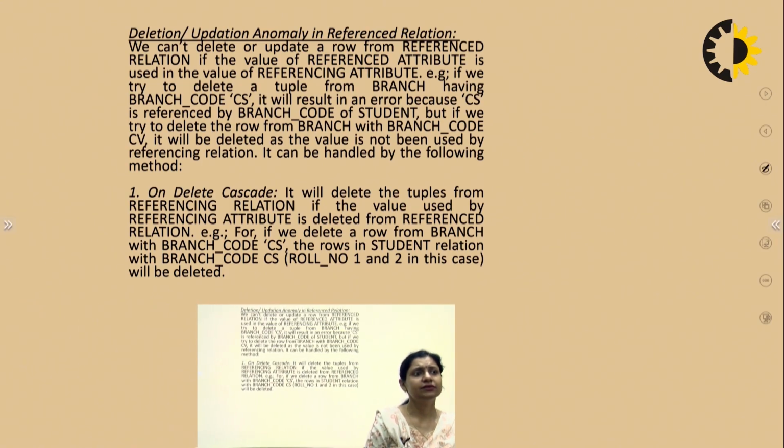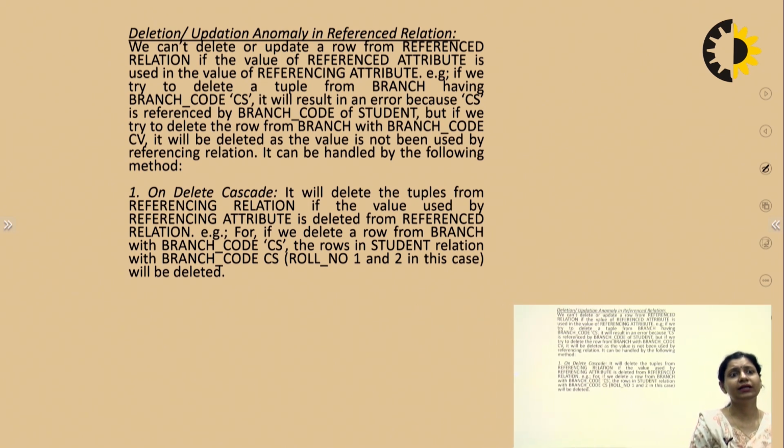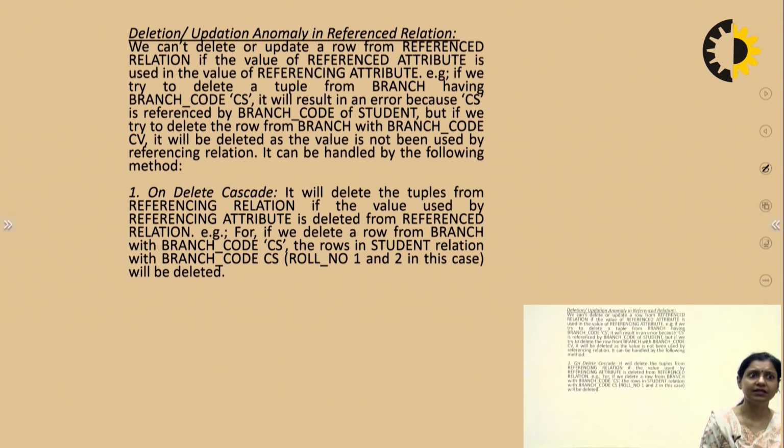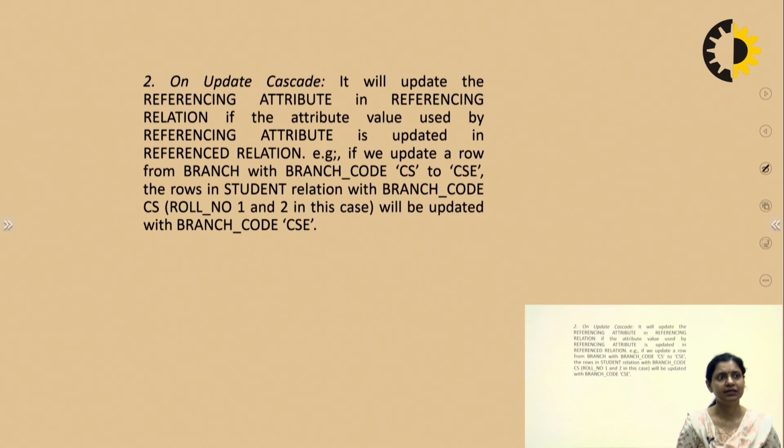We have on delete cascade. What will on delete cascade do? It will delete the tuples from the referencing relation if the value used in the referencing attribute is deleted from the reference relation. So on delete cascade will delete from both the relations simultaneously. It will not happen that the data is deleted from one relation and still exists in the other. On delete cascade will delete from both tables simultaneously.